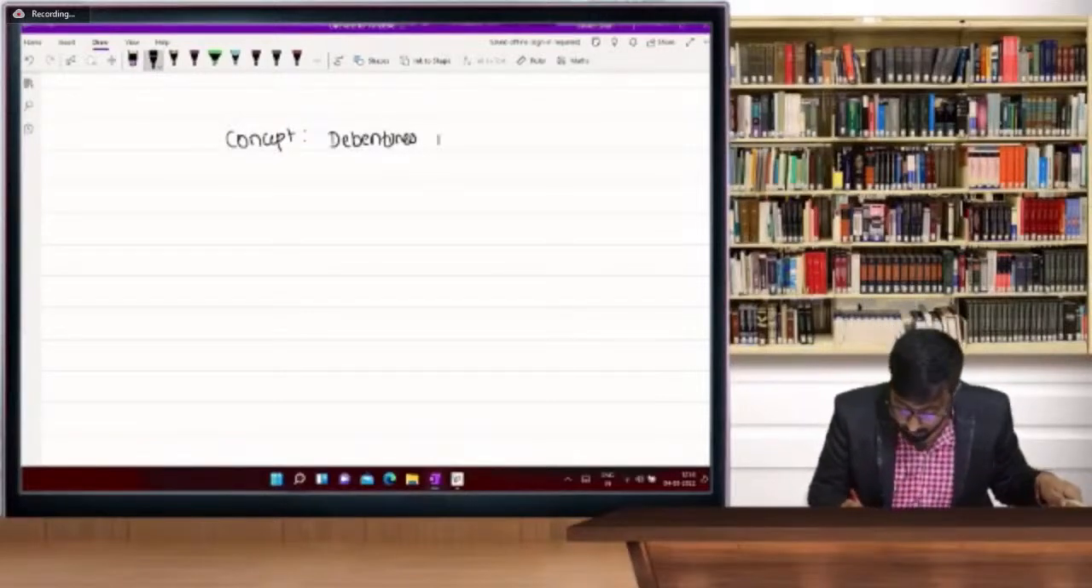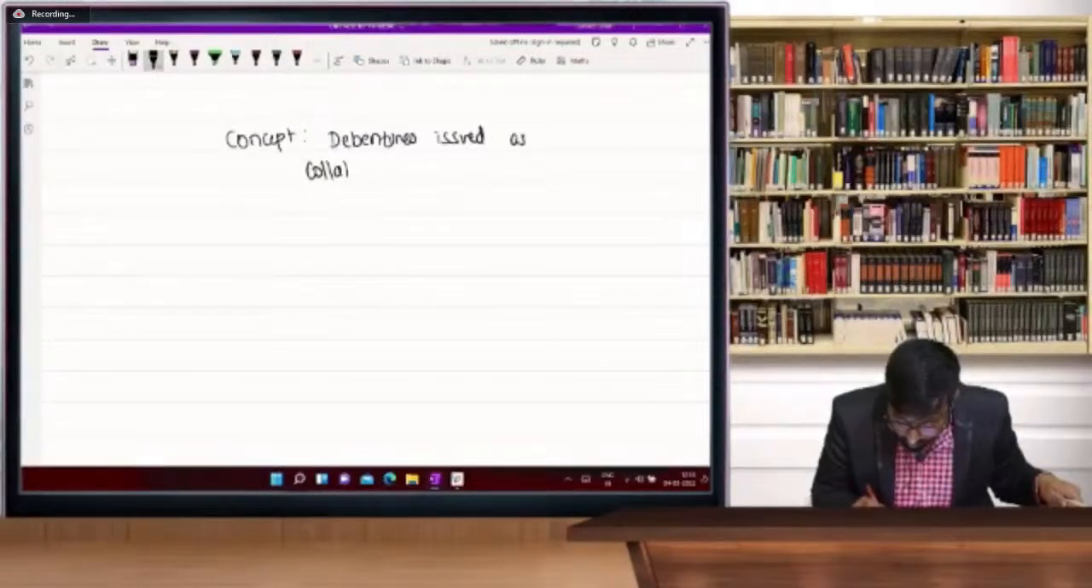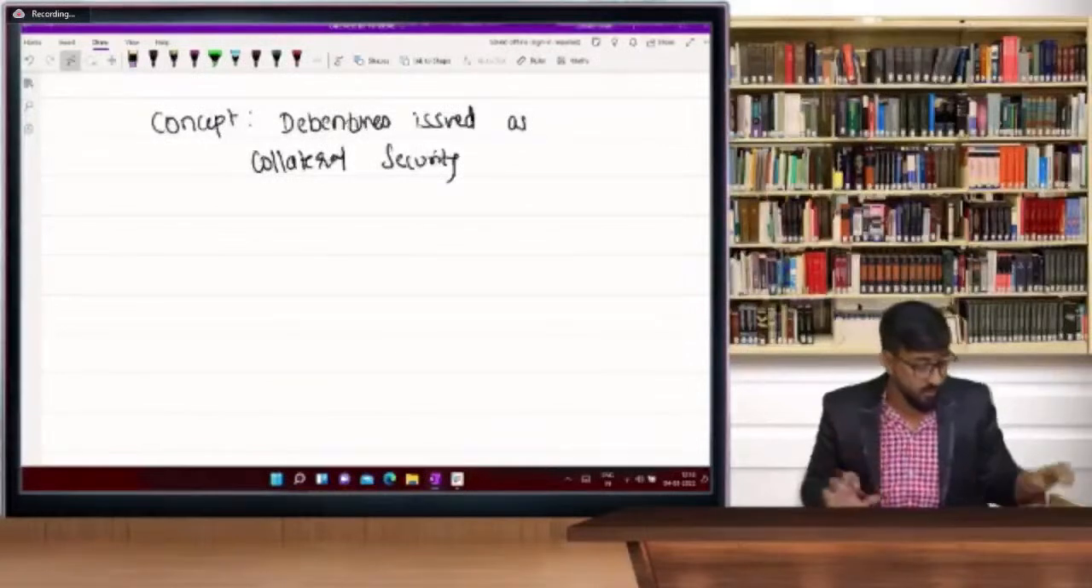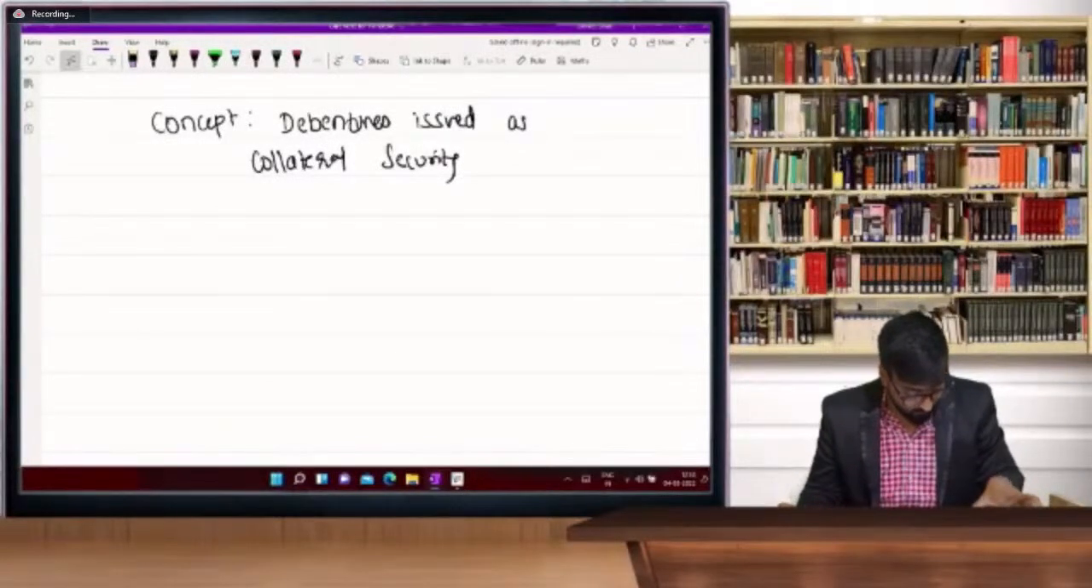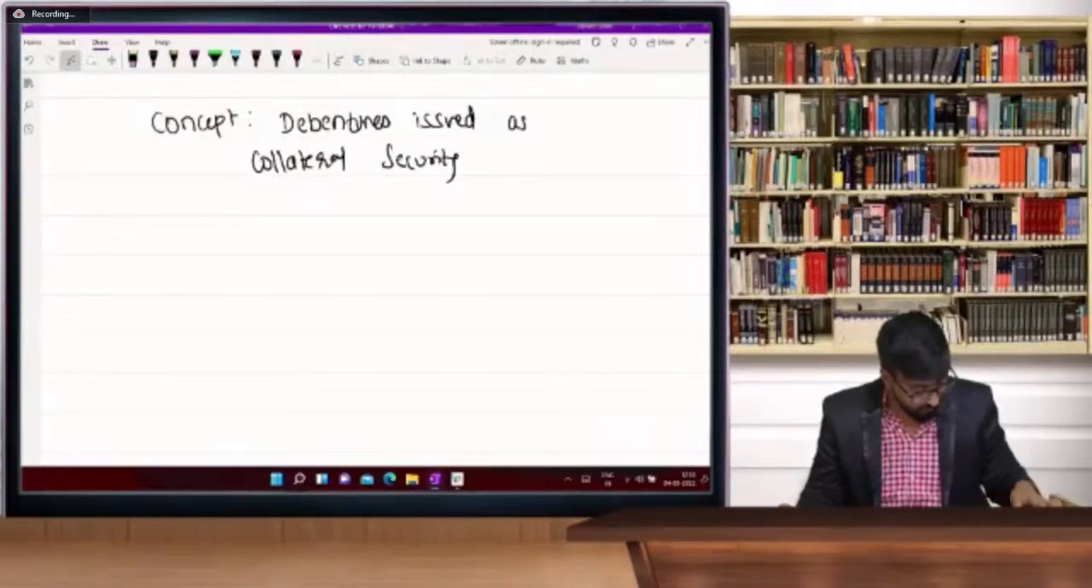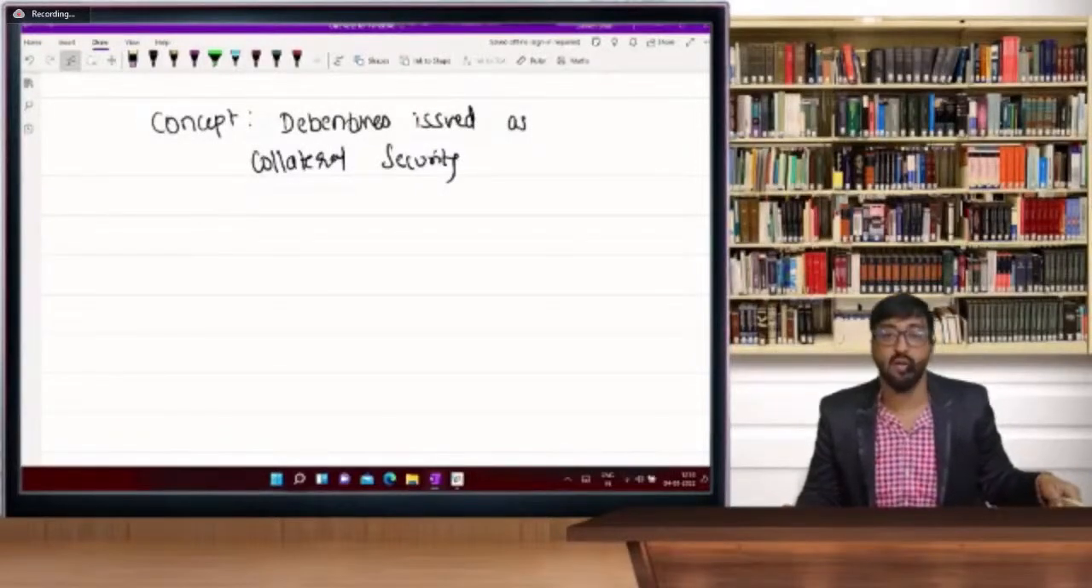Debentures issued as collateral security. And please, this concept is not difficult, but you have to be very focused for this concept. Okay. So debentures issued as collateral security.